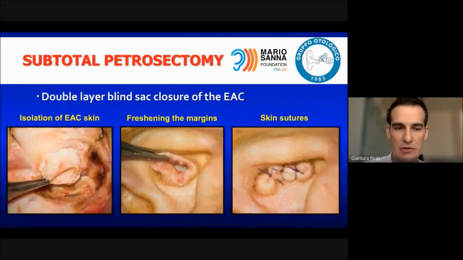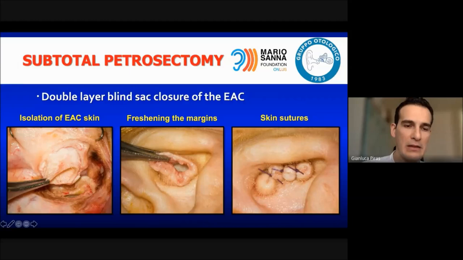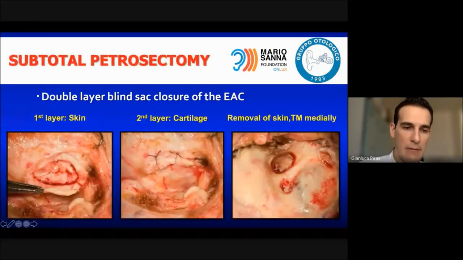The steps. First of all, you have to transect the external auditory canal. You separate the skin from the cartilage. You revert the cartilage outside, refreshing the margins, and then you use stitches to close the external ear canal. Then you come back medially and you do a second layer, so cartilage to the subcutaneous tissues of the concha. In this way, you have a really good closure, so if you have a CSF leak, it won't go outside the closure of the ear canal. So you see the second layer of cartilage.